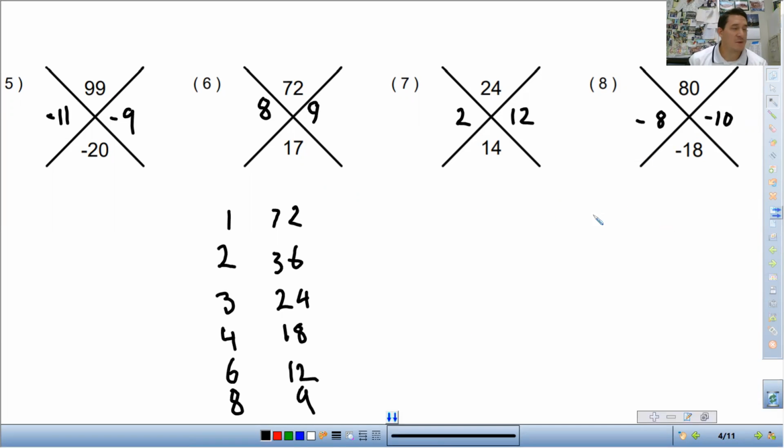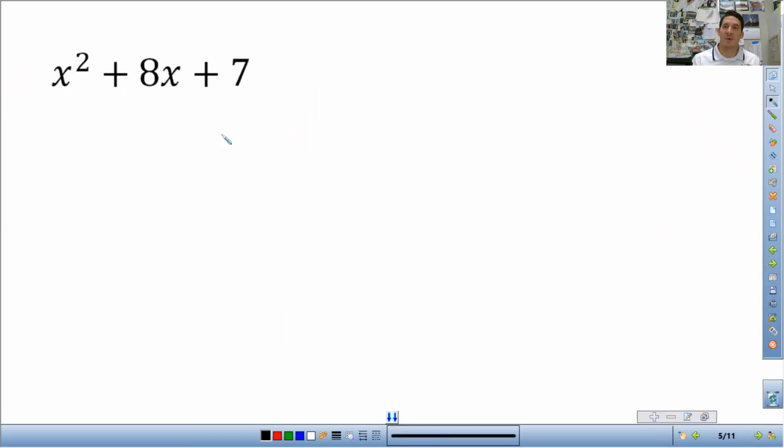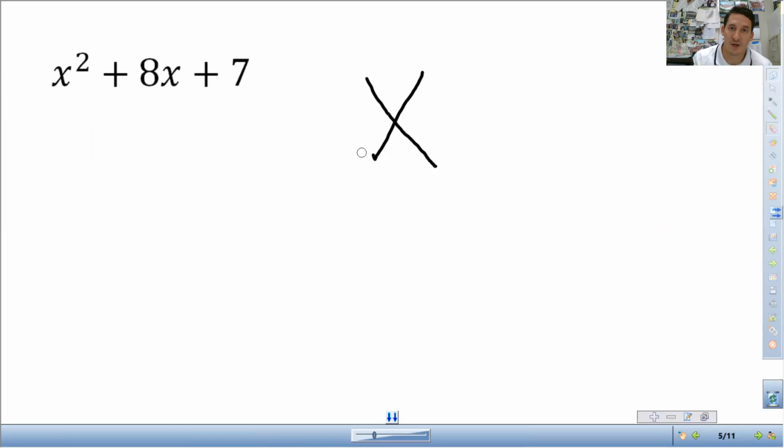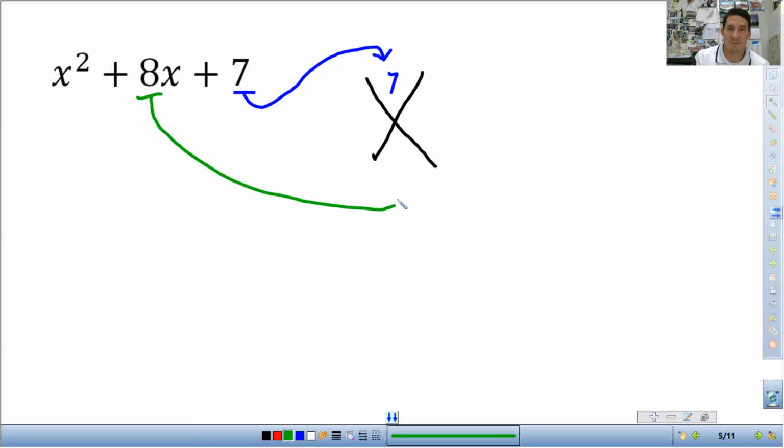All right. So how we're going to use this to factor a trinomial: remember, we're going to split this into the two smaller parts that multiply to get it. What you're going to do is use one of those X factors to help you organize your thought process here. The last number goes on top. The middle number goes on the bottom.